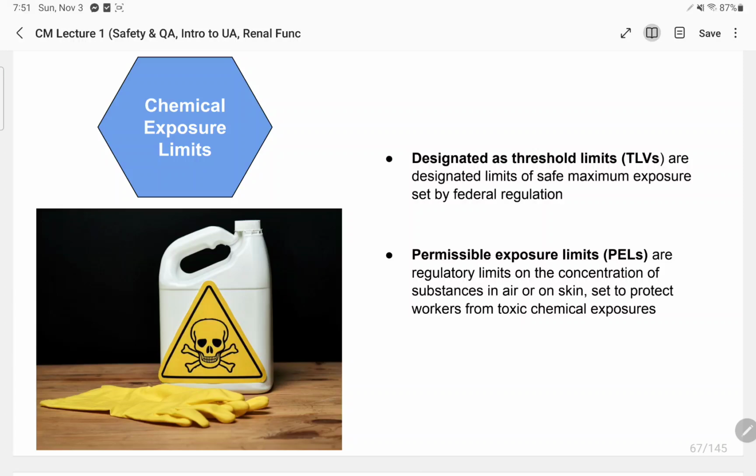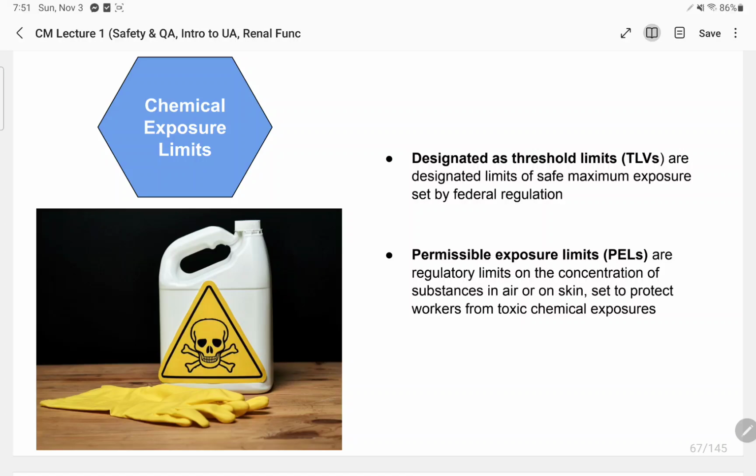Ang threshold kay mao na ang pinaka-max. Max na gyud na siya. Ang permissible kay certain concentration na pwede naa sa air, pwede ma-expose sa air ang chemical or sa mga skin. Okay? To protect workers from toxic chemical exposures. As much as possible, dili ayo pag-abot sa threshold kay sagad naman kay na, no? After anang threshold, wala na.